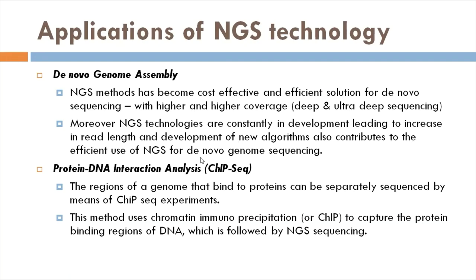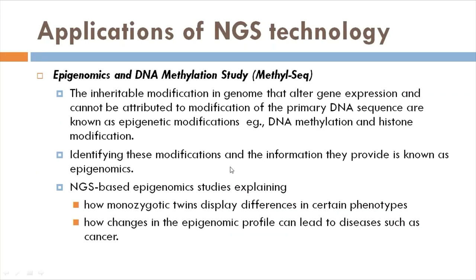What it tries to do is identify the regions in the genome which can bind to proteins, and that region alone could be sequenced. It is done by means of immunoprecipitation procedures, immunochemistry. So you can precipitate that region alone and then do a sequencing. You get the sequences of the region where DNA binds to protein. Right? So that region alone could be sequenced, and that will give us an idea about protein-DNA interaction and the corresponding analysis. That is done by ChIP-seq methodology.